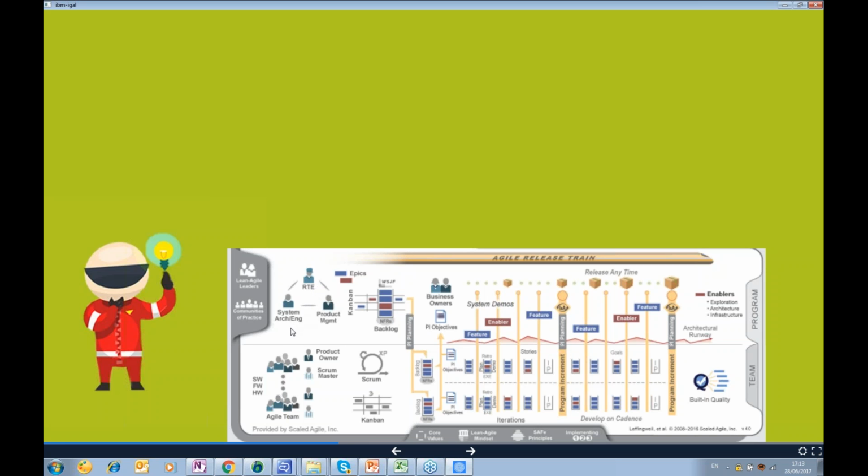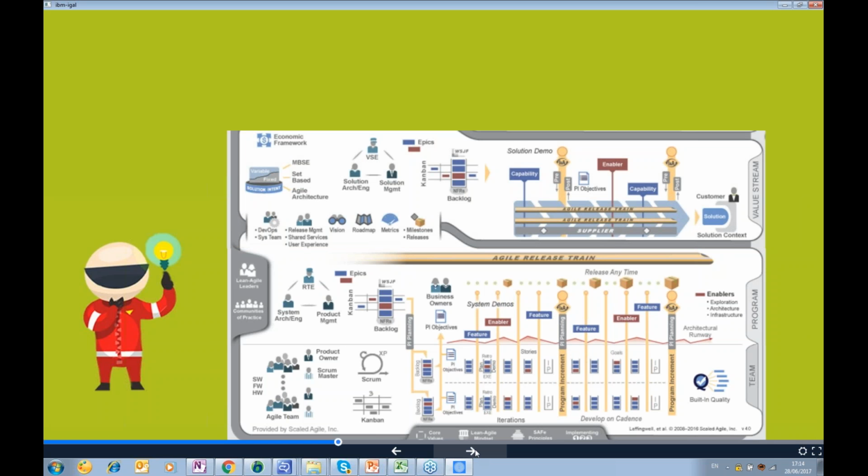So the RTE is working very closely with the system architect, the product management, with the R&D directors, and with all the relevant people who are responsible for creating more requirements and more user stories in the backlog, so the teams will be able to do the next PI planning. And every iteration we have a system demo, and of course the idea is that from one iteration to another we create more and more business value.